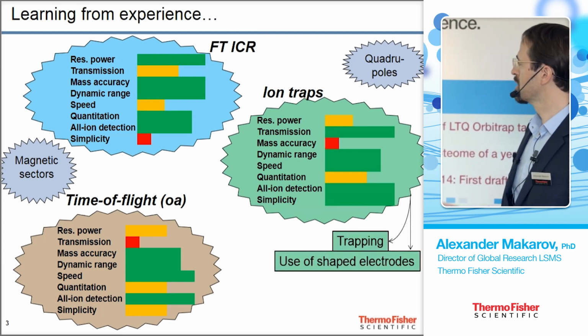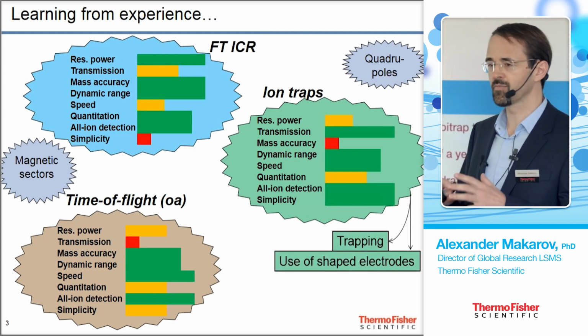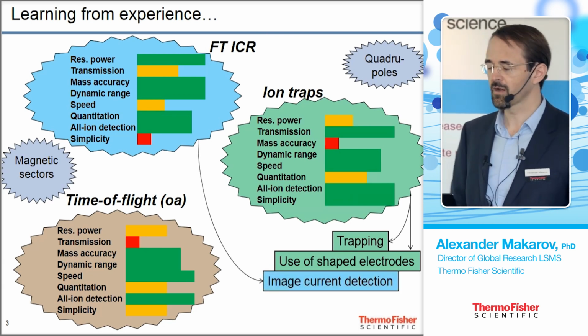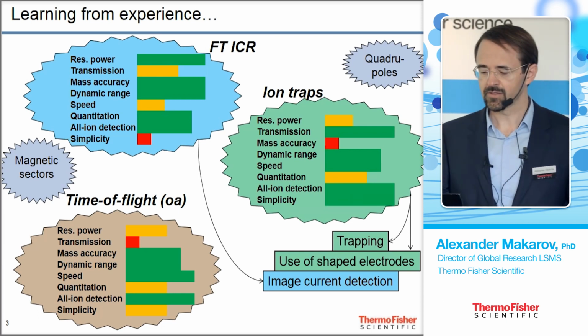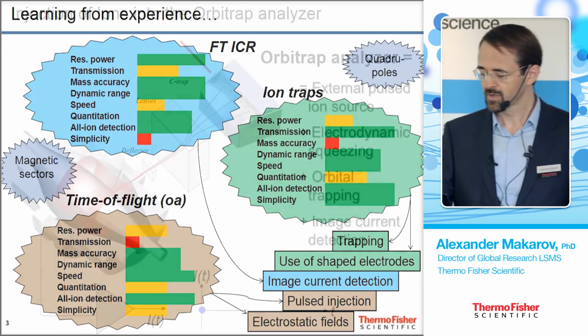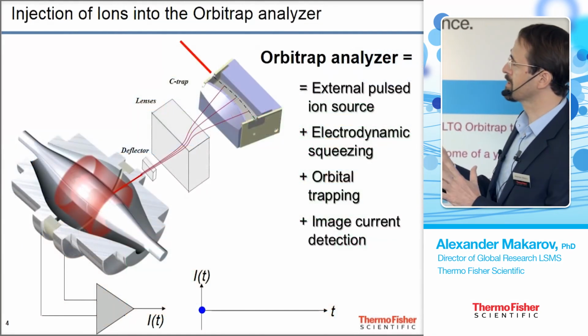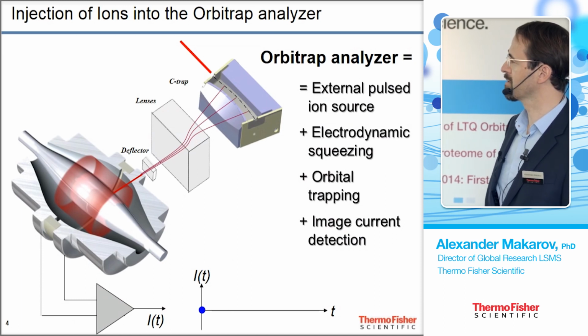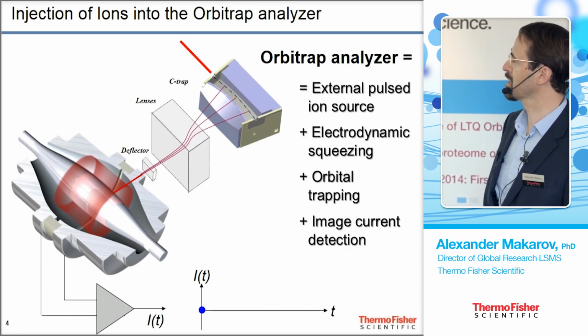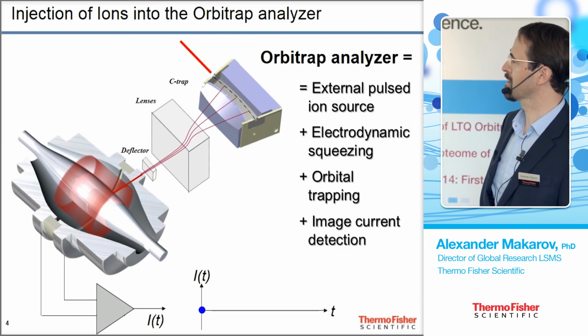From ion traps, we took trapping in the field created by super accurately shaped electrodes. From FTICR, we took image current detection, and from time of flight, we took pulsed injection into electrostatic fields. And what we got is this combination of several distinctly different units, which are all united in a single Orbitrap analyzer. So we have an external pulsed ion source, electrodynamic squeezing in the Orbitrap, trapping, and image current detection.